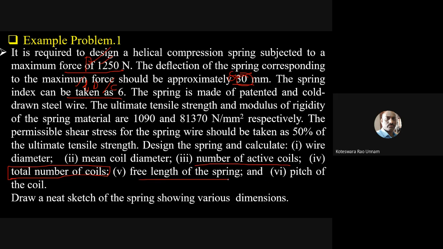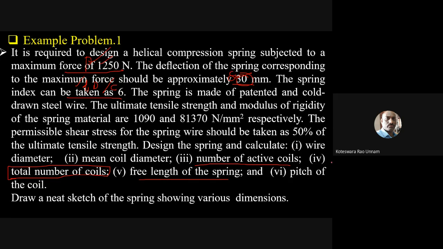Then the free length of the spring will depend upon this total number of coils, the mean coil diameter, and also the delta. Then the pitch of the coil also. Pitch of the coil will depend upon the free length of the spring and the number of coils. So that's it. The main important thing is you need to calculate wire diameter, mean coil diameter, and number of active coils.